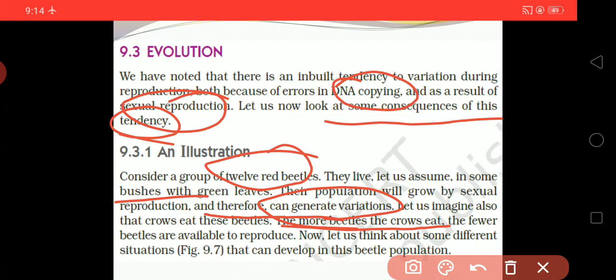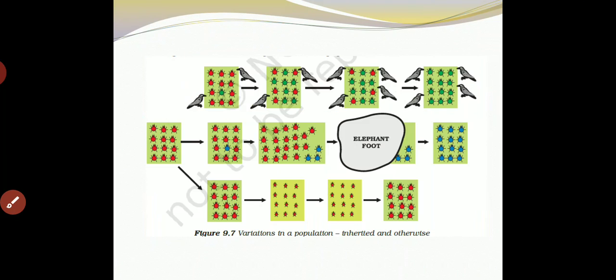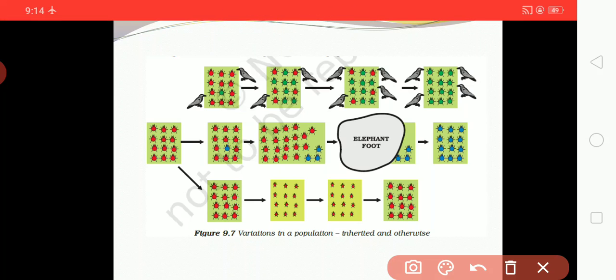Now let us think about some different situations that can develop in the beetle population, due to which only a small population is seen. Here you can see a crow eating a certain beetle. In the same way, this crow is eating a red beetle, and here also it is eating only a red beetle.